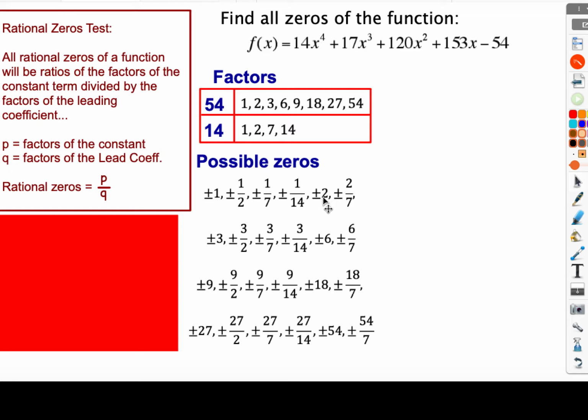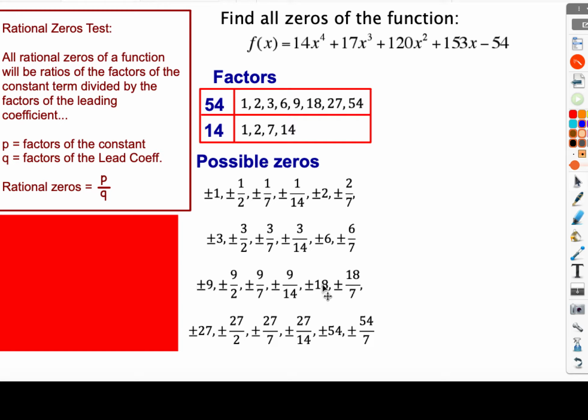But realize 2 divided by 2 was already on our list. It was positive or negative 1. And 2 divided by 14 was also already on our list. That was 2/7, or sorry, it was 1/7. Same thing goes for 3 divided by all 4 numbers, and 6 divided by all 4, but again, 2 of them were already on the list. 6 over 14 is 3/7, and 6 over 2 would have been a solid 3. Same thing works for 9 and 18, and then 27 and 54, basically pairing all of our factors up.